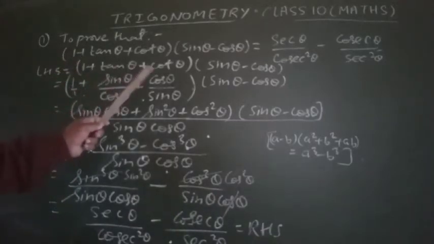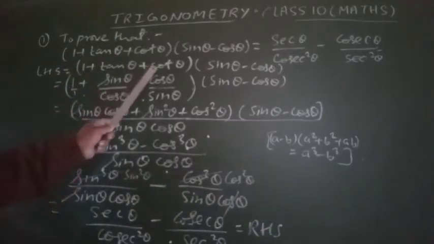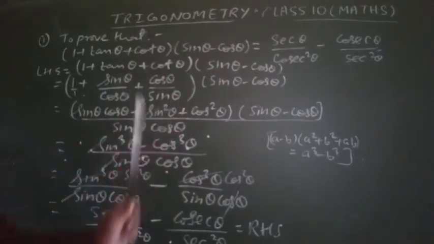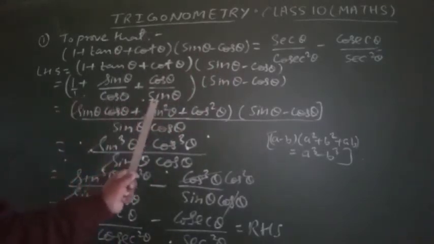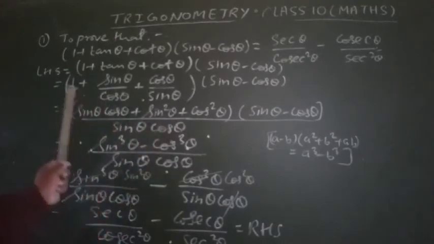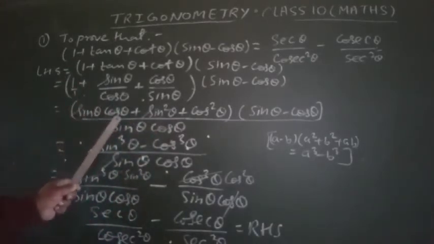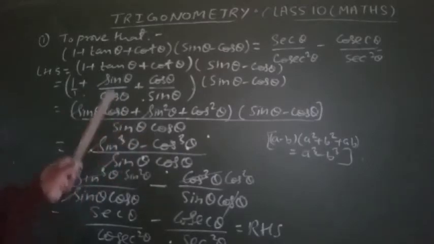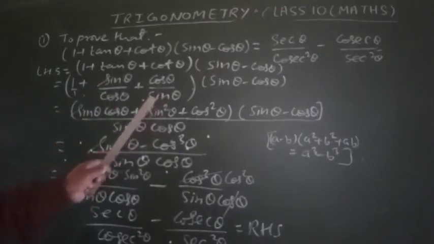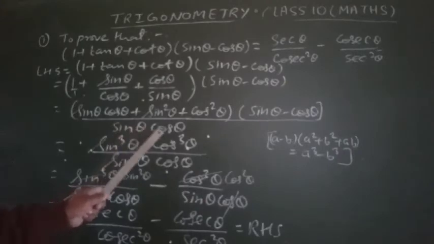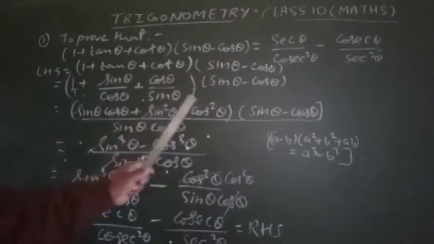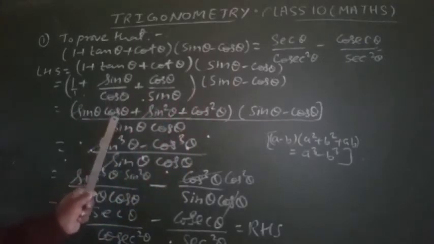Again I am going to discuss this one. 1 plus tan plus cot. Tan means sin by cos, cot means cos by sin, and it is sin minus cos. Just take the LCM, sin cos. 1 divided by sin cos gives sin cos. Cos divided by cos, sin into sin is sin square. Sin divided by sin cos, sin cancels, cos square, and the remaining same. So here a square plus b square plus ab, and a minus b.